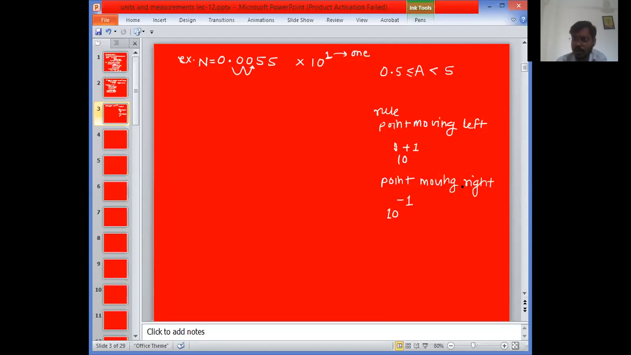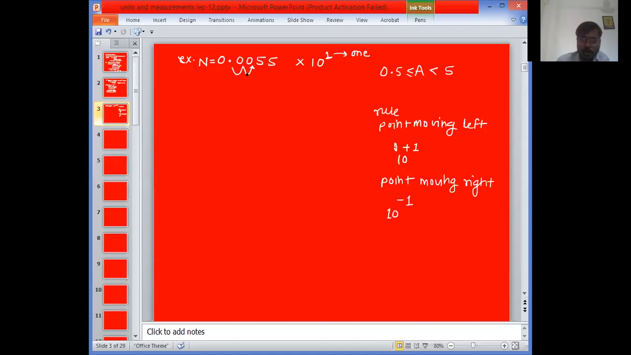If the right shift is by 1, 10⁻¹, right shift by 2, 10⁻², right shift by 3, 10⁻³. Point moving left, 10⁺¹. Once left shift by 1, 10⁺¹. Left shift by twice, 10⁺². Left shift by 3, 10⁺³.